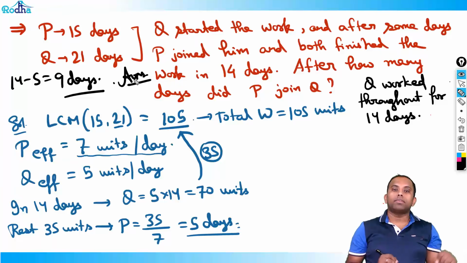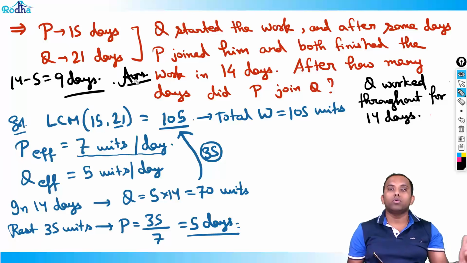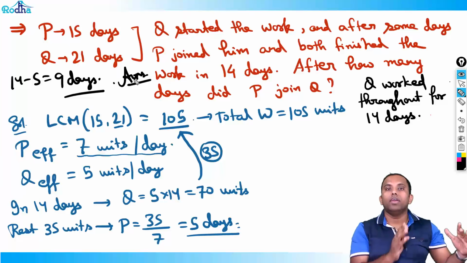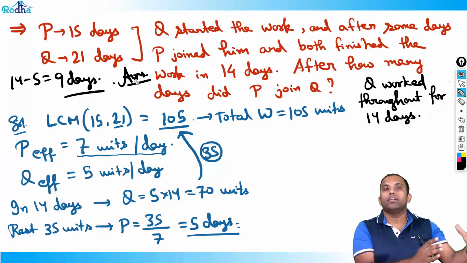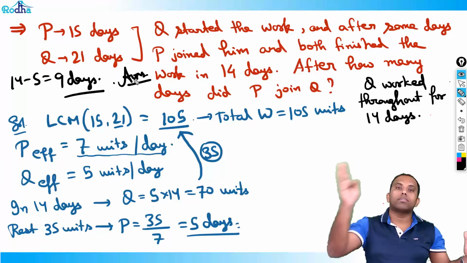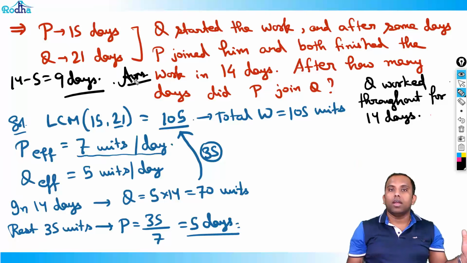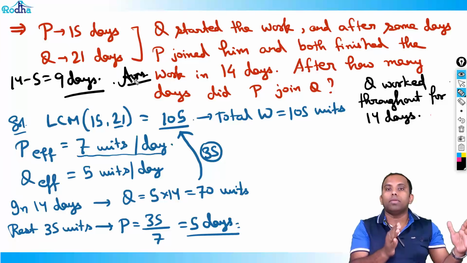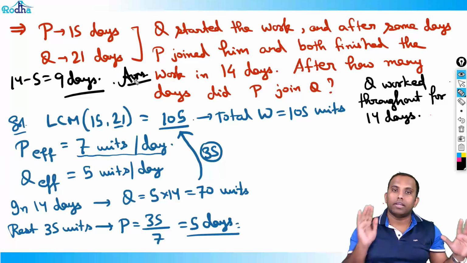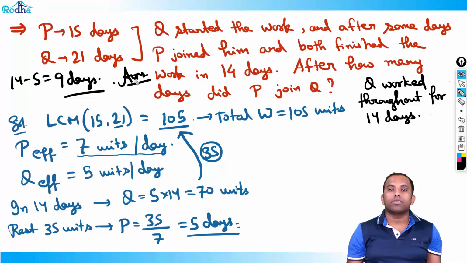So 9 days is the answer for this question. P must have joined Q after how many days? 9 days. Why? Because P did his work in the last 5 days. P joined Q, and P never left Q, so both were present when the work was finished after 14 days. P joined Q after some days and did his work in the last 5 days. That means 14 minus 5, so 9 days is the answer for this question.